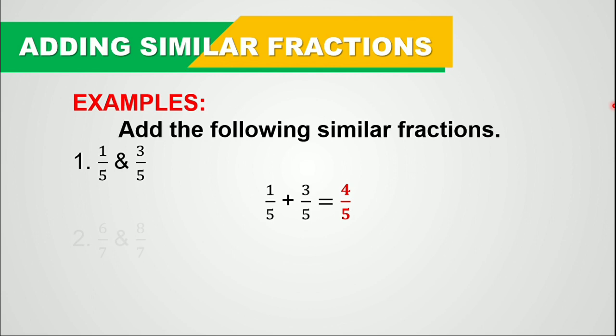How about this one? 6/7 and 8/7. So all you have to do is copy the denominator, which is 7, and then add the numerators. So that's 6 and 8. That is 14. So 14/7, that can still be simplified into 2. So our final answer is 2.